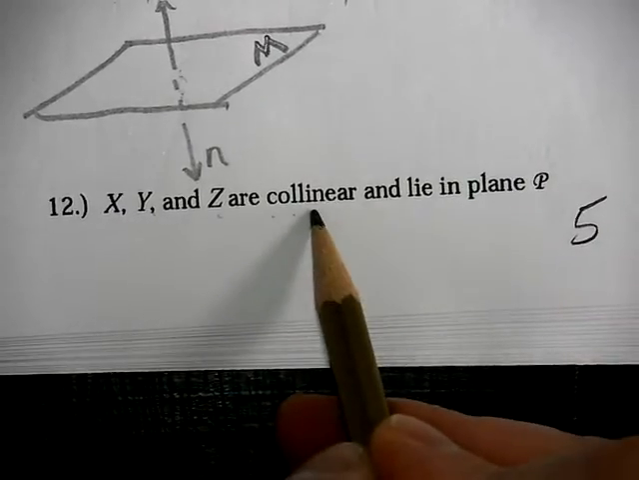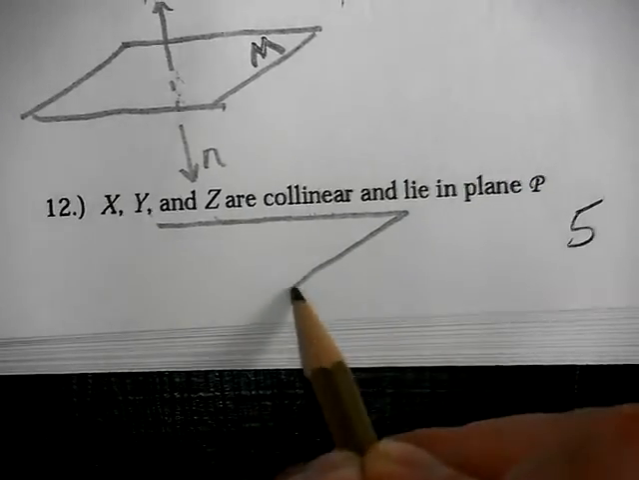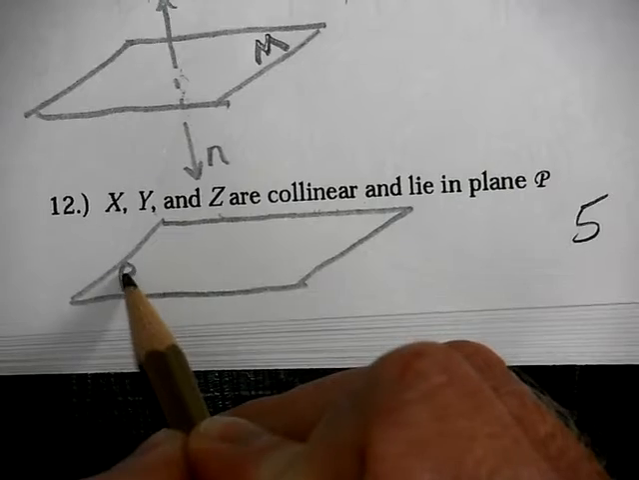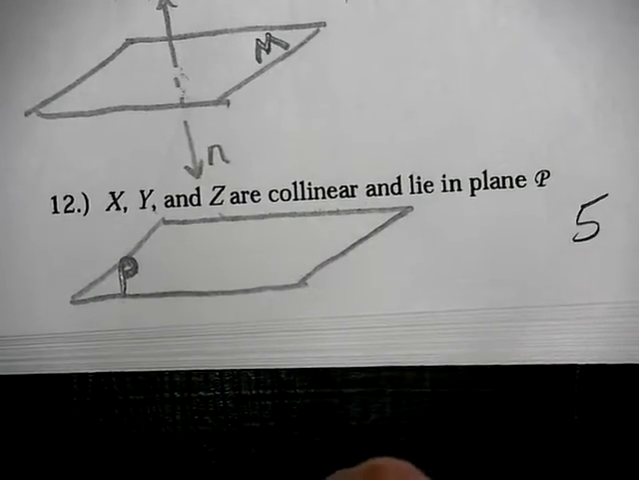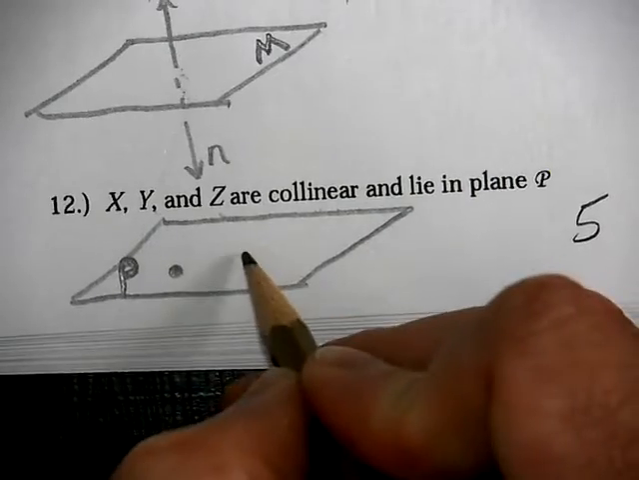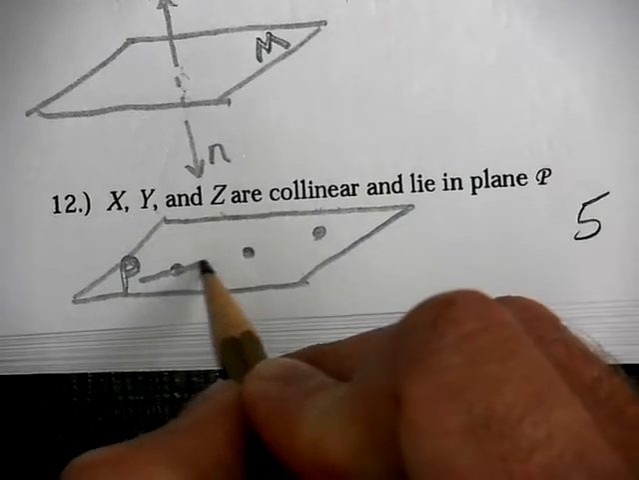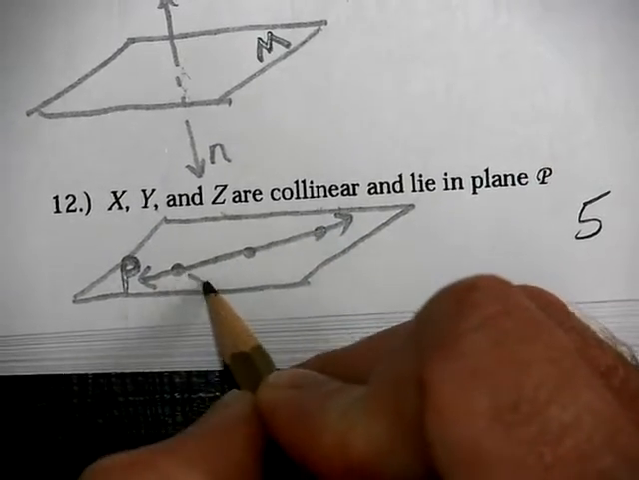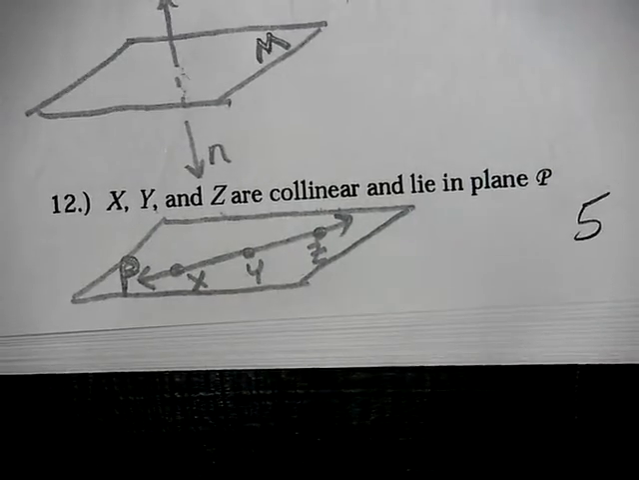X, Y, and Z are collinear, and they're in plane P. So if this is plane P, we write a P in the corner, and we're having X, Y, and Z all on the same line, because they are collinear and they're in plane P.